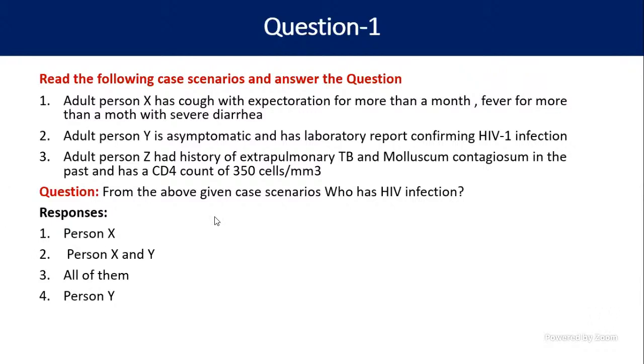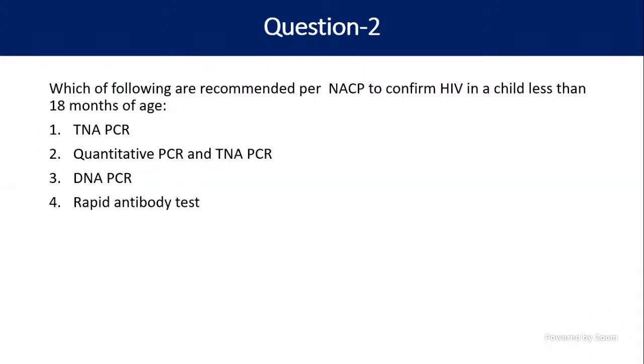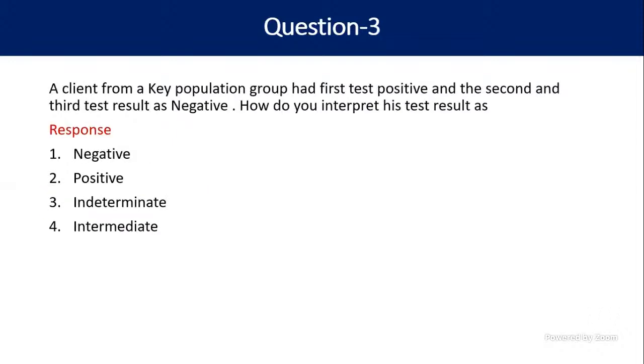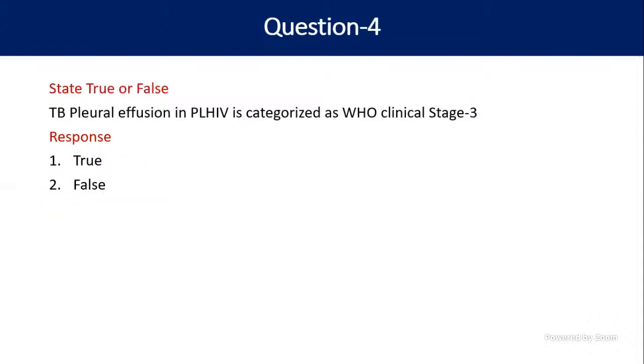I'll quickly run through the answers for these questions. For the question, which of the above case scenarios has HIV infection? It is person Y. For the question on which test has to be taken up for confirming HIV in a child less than 18 months of age, it is rapid antibody test. For a client from a key population group whose first test is HIV positive and the second and the third test is negative, how do you interpret his test result? The test result is indeterminate.